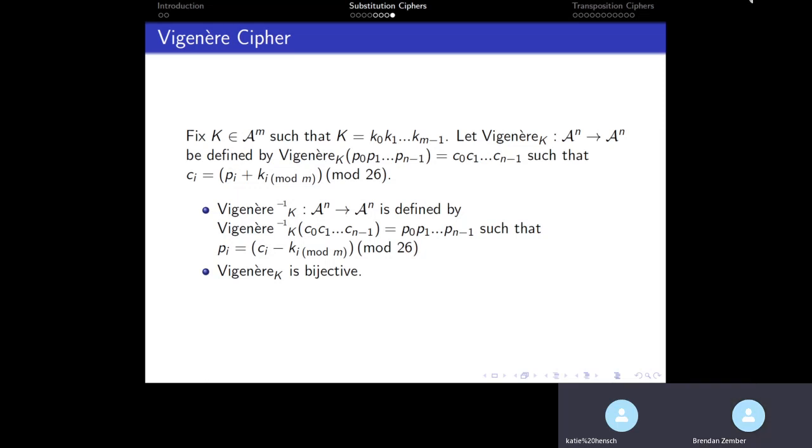Then to decrypt the Vigenère cipher, the math follows similar logic where the inverse of the map is also defined as A^n to A^n. Then inserting the ciphertext into the inverse of Vigenère results in the plaintext where the function is c_i subtracted by k_(i mod m), which is all then mod 26 to make sure the value is within the alphabet again. Moreover, the Vigenère cipher is also bijective, meaning each letter is only mapped to one letter and each letter is accounted for.